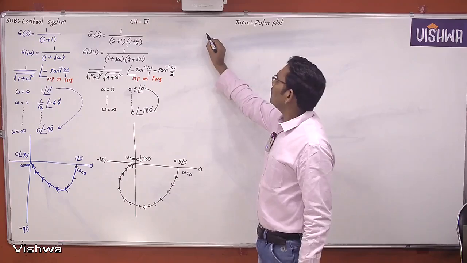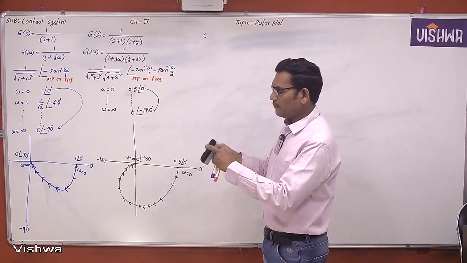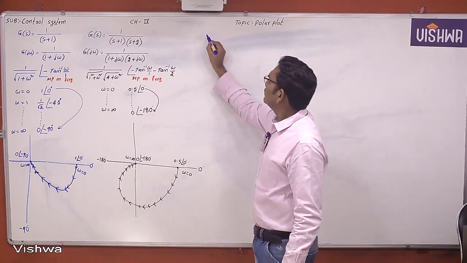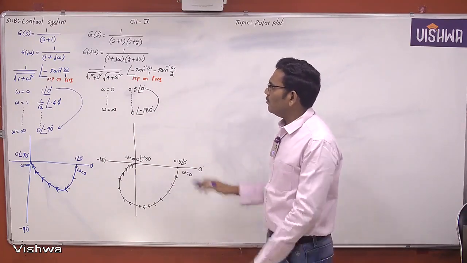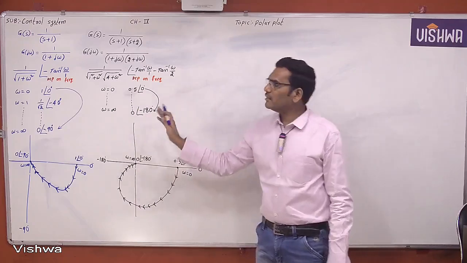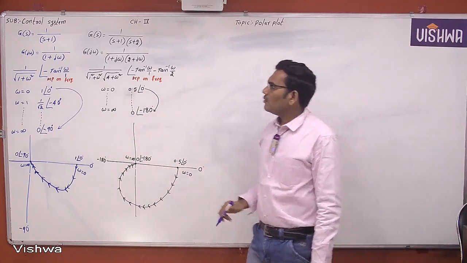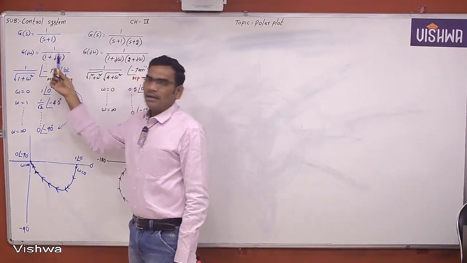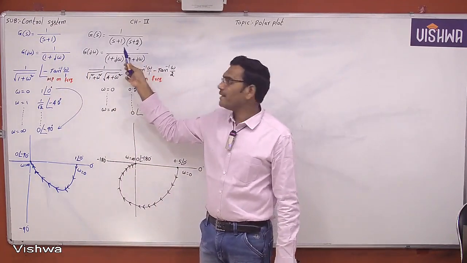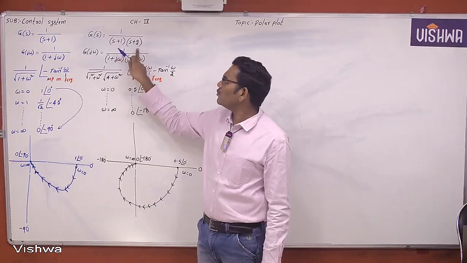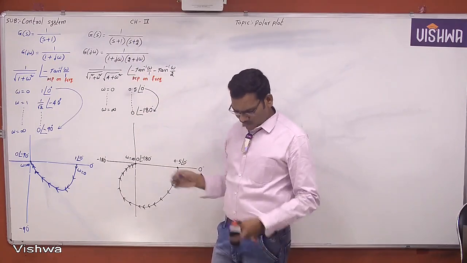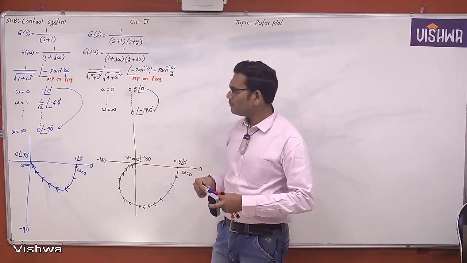Now G of S. What did you observe here? What is our observation in these two problems? This has one finite pole, S plus 1. Now here you should add one more finite pole. S plus 1 is already there, but you should add S plus 2. So with the addition of each finite pole, what happened?